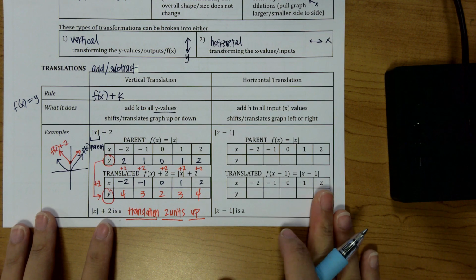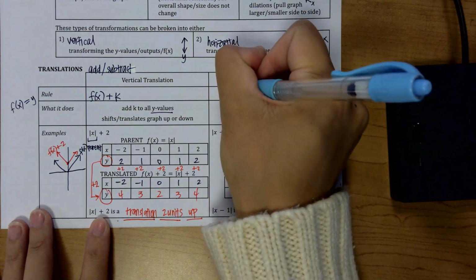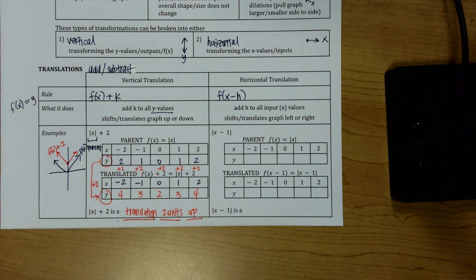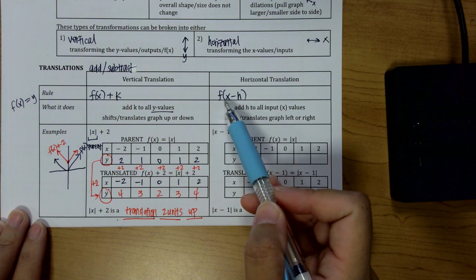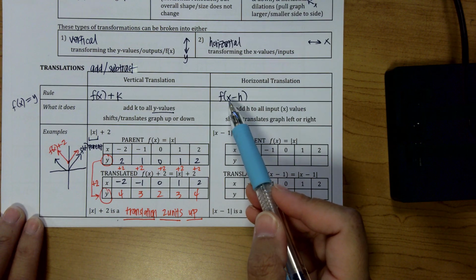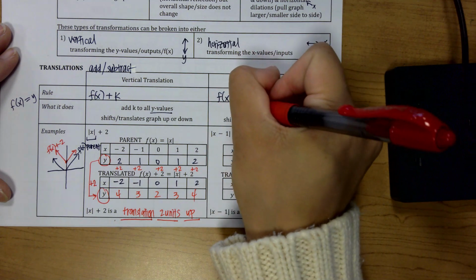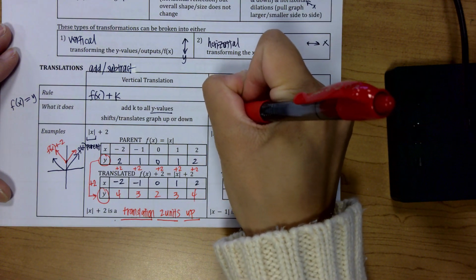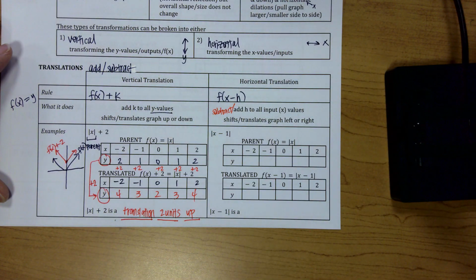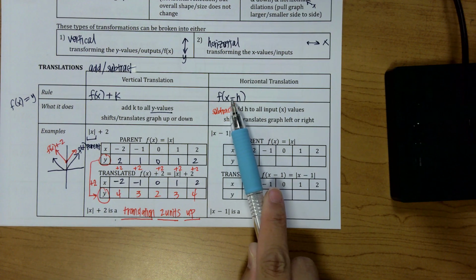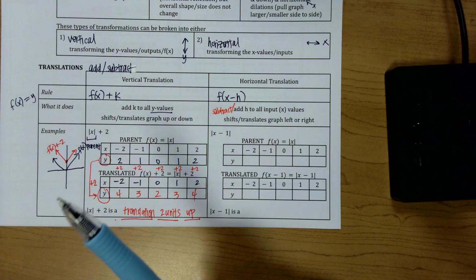Now let's talk about horizontal translations. This one is going to be f of x minus h. Now, what this means is we're going to change our x values. Do you see how this number is literally inside the parentheses with my x? Okay, so that means I'm going to add h to all input values. I could also subtract. Okay. Now, one thing we want to notice is that you see that our h is negative, and it says x minus h. So I'll prove this to you in just a second.